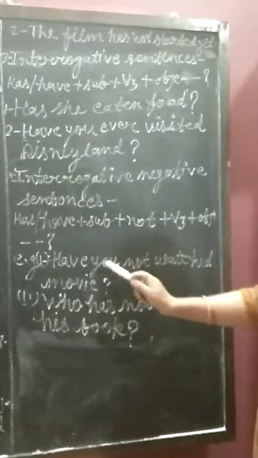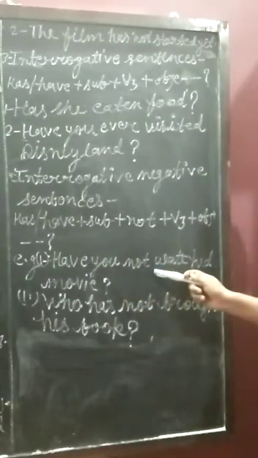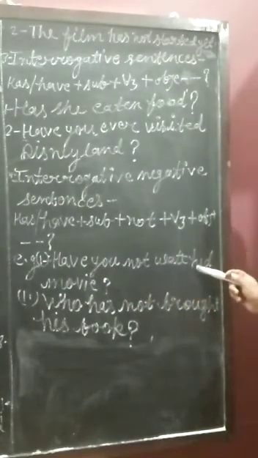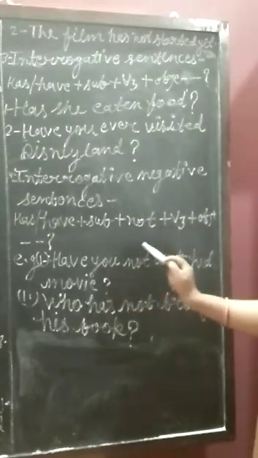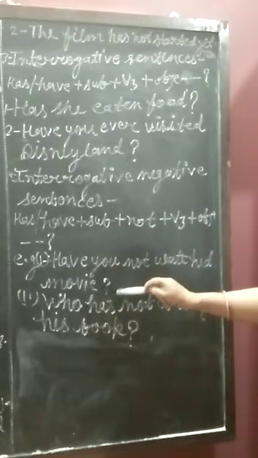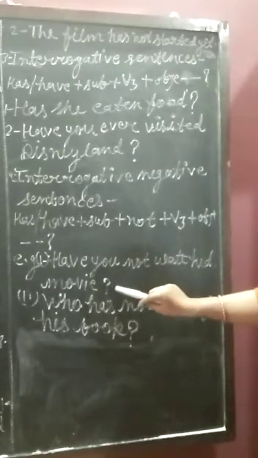Have is a helping verb. You is a subject. Not is used for negative sense and watched is a verb's third form. Movie is the object. At last, what do we use in interrogative sentences? We use interrogative sign.